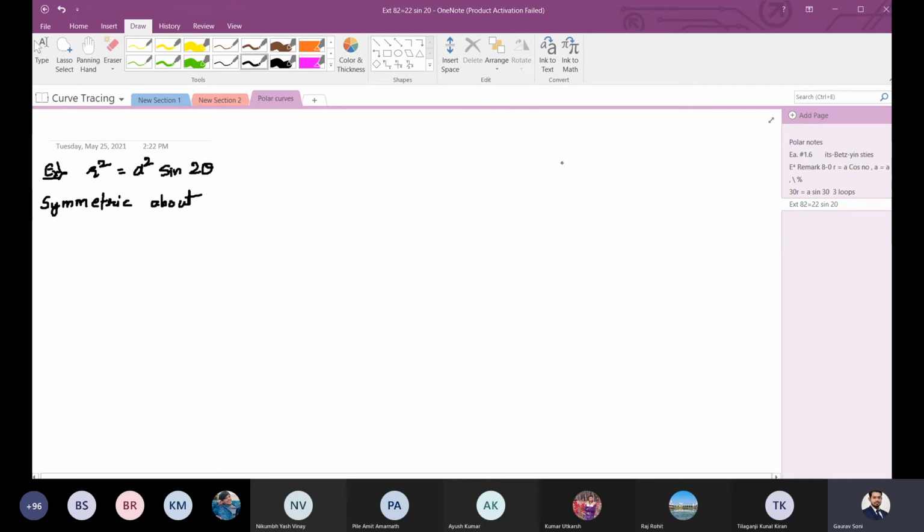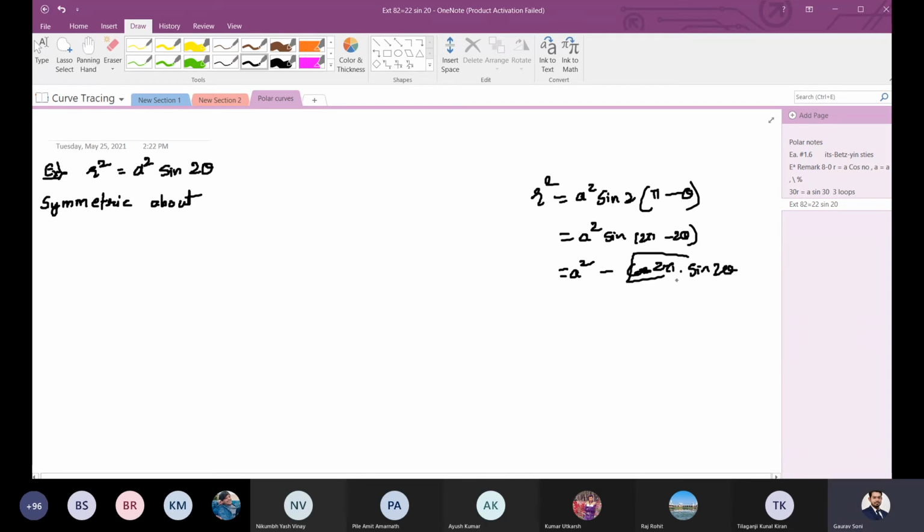Symmetric about y-axis, let's check it. Replace theta by pi minus theta: sine of 2 times pi minus theta. So you get a square sine of 2 pi minus 2 theta. So this is a square sine a cos b minus cos a sine b. You don't get the same equation. Minus cos 2 pi sine 2 theta. So this will become 1 and you get minus a square. So the equation doesn't remain same. So it is not symmetric about y-axis.